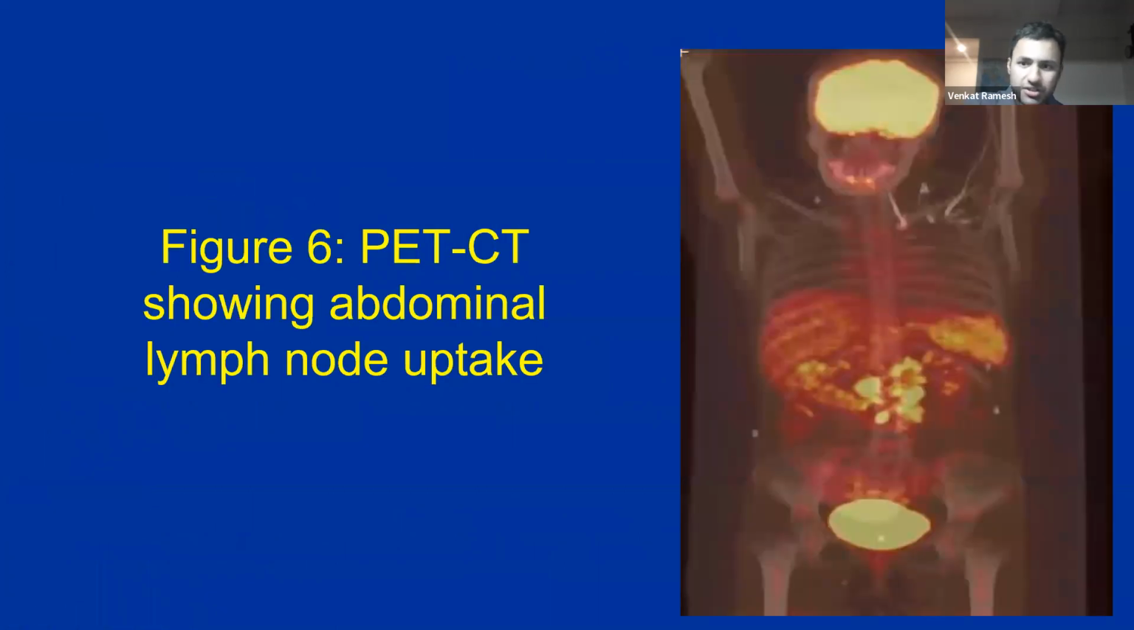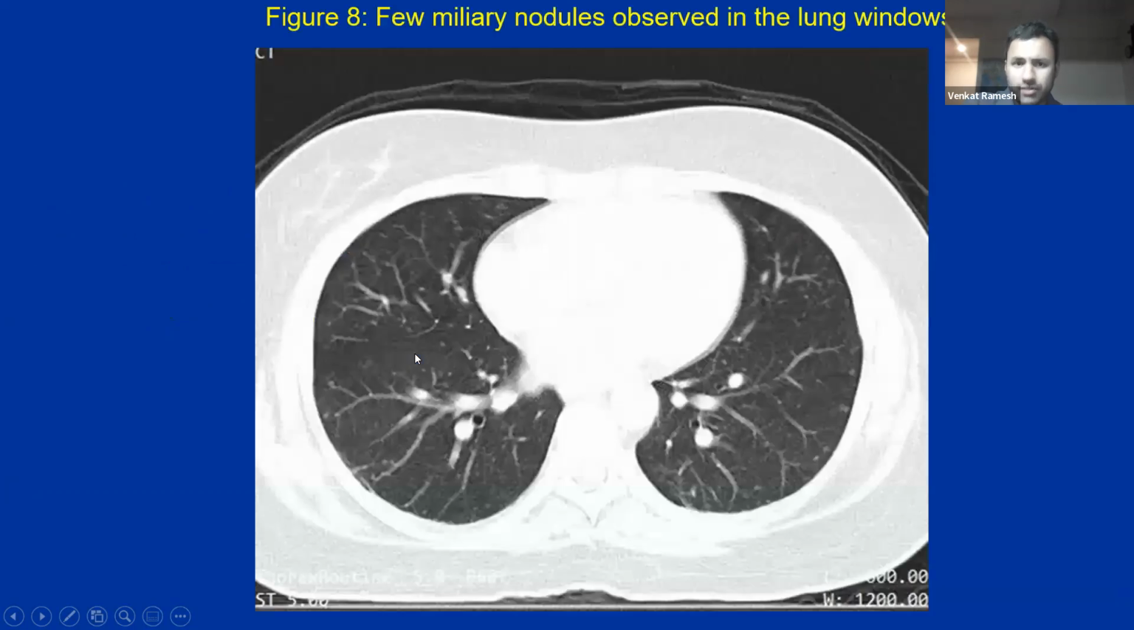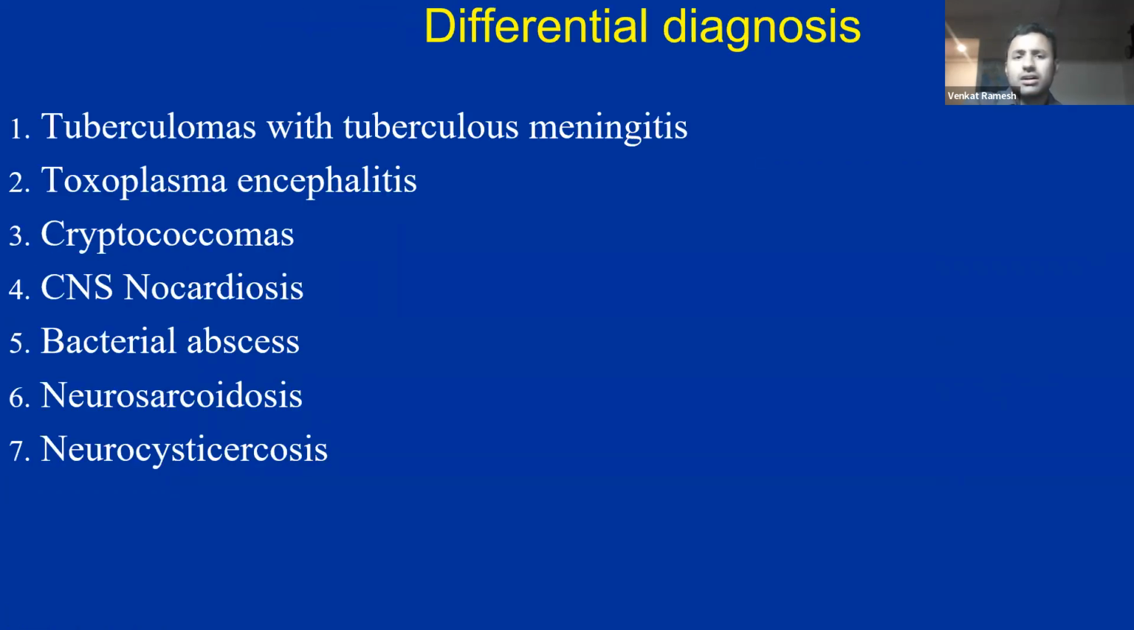She was on immunosuppressive treatment. So this can be seen here. And here again, one sees upper retroperitoneal and mesenteric nodes with the largest precaval node showing a lot of uptake. And these are the miliary nodules in the lungs. At this time, the differential diagnosis was tuberculomas with tuberculous meningitis, because she was on immunosuppressive treatment. Toxoplasma encephalitis, cryptococcus, CNS nocardiosis, bacterial abscesses, neurosarcoid, neurocysticercosis.